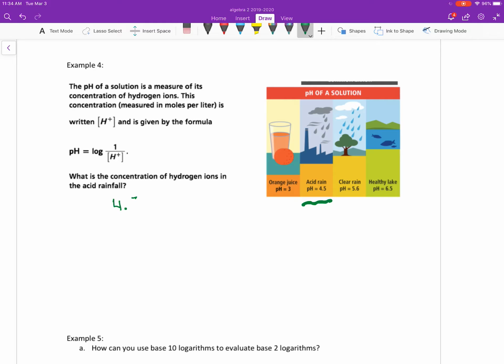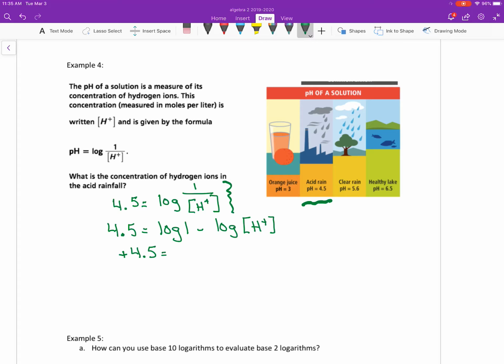So we can just say 4.5 equals log 1 over H plus. We are going to use the quotient property here and separate that. So 4.5 equals log of 1 minus log of H plus, because we can separate those. Okay, so log of 1 is 0, so we're just left with, well, we'll leave it as 4.5 equals negative log H plus.